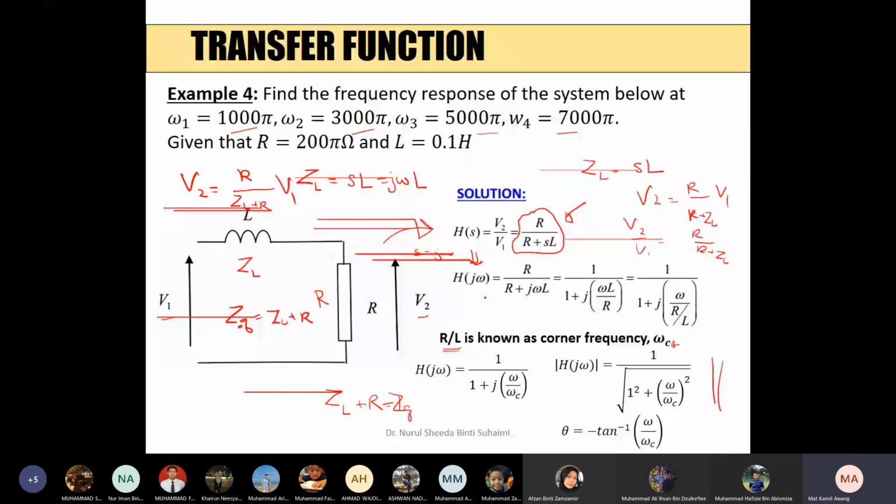Now, what is the transfer function? H of S, the transfer function, is the ratio of the output over input. So in this case, it is the ratio of V2 over V1.